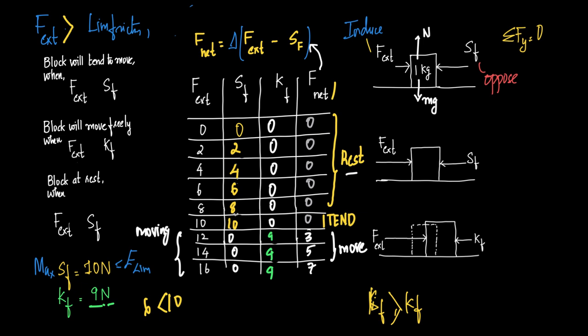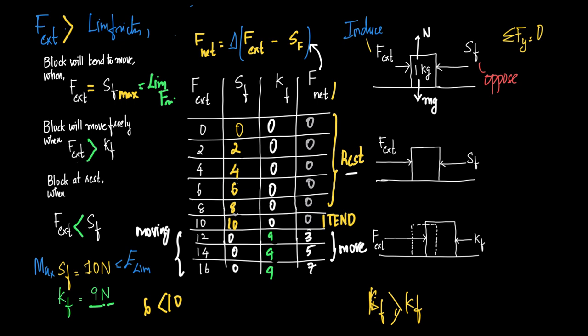That's the concept here. So let me just summarize these things. The block will tend to move when F external is equal to the maximum value of static friction, or in other words, the limiting friction. The block will move freely when F external is greater than kinetic friction. The block will be at rest when static friction is greater than F external.